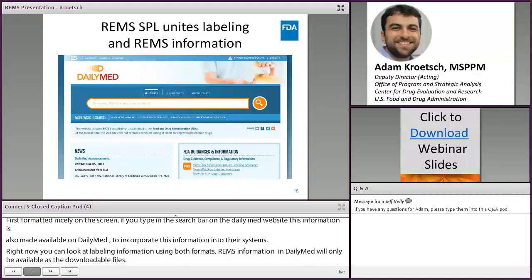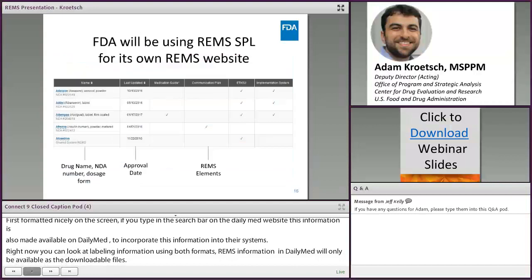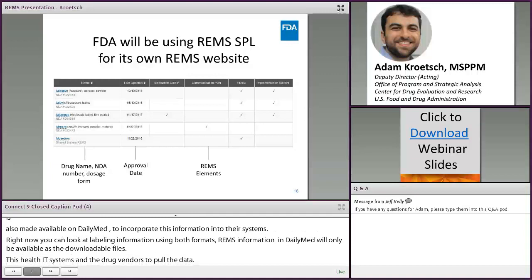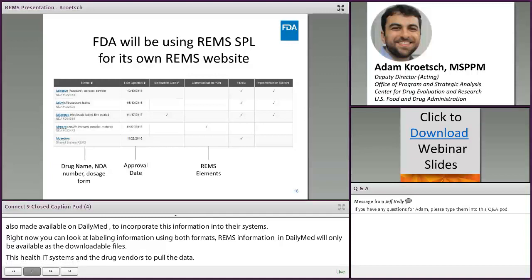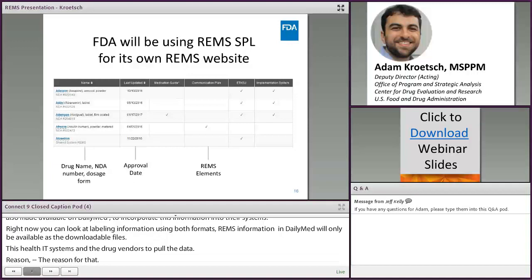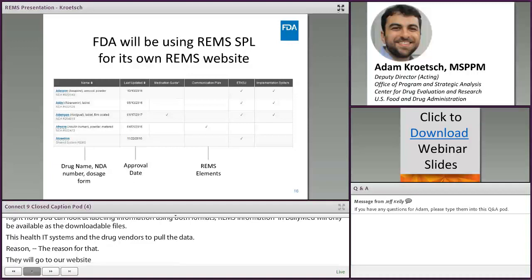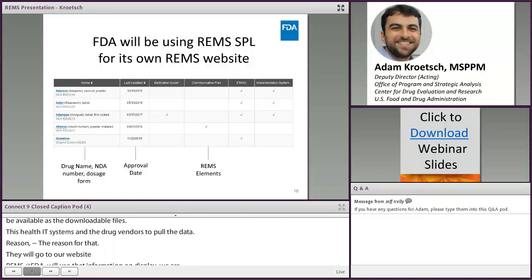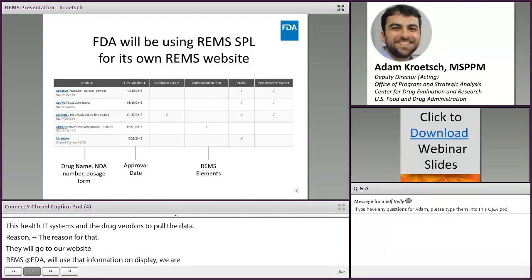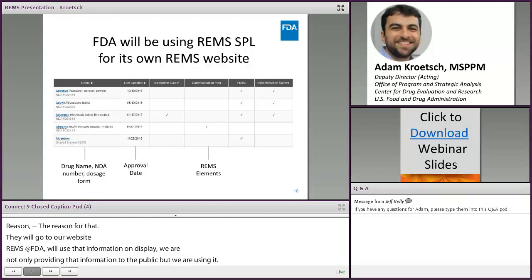And the reason for that is that we expect that normal users who want to learn more about the REMS programs themselves will go to our REMS website, REMS@FDA. And in fact, REMS@FDA is going to be using REMS SPL information to display and capture the data that's available to the public. So not only are we reviewing the SPL data, we're actually using it and providing that information to the public. In the past, in fact, we've had to employ a team of analysts to manually go through the REMS documents that were submitted to us and enter in a lot of the data that you would see today on the REMS@FDA website.